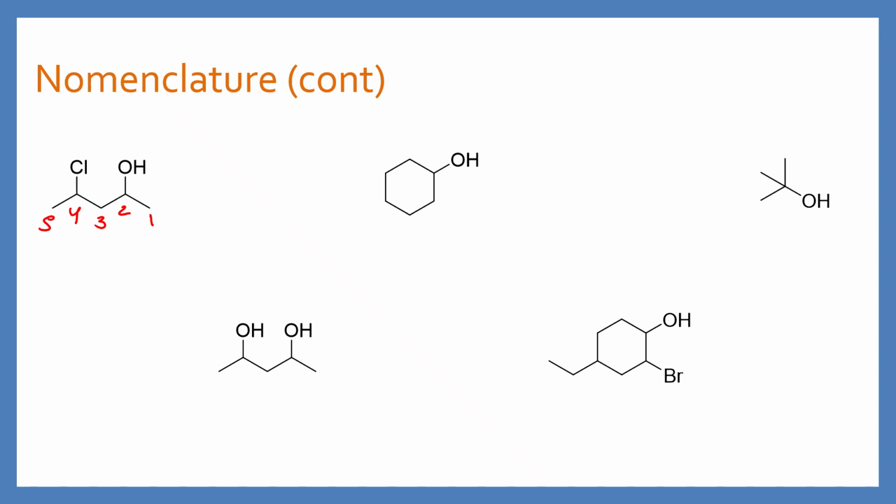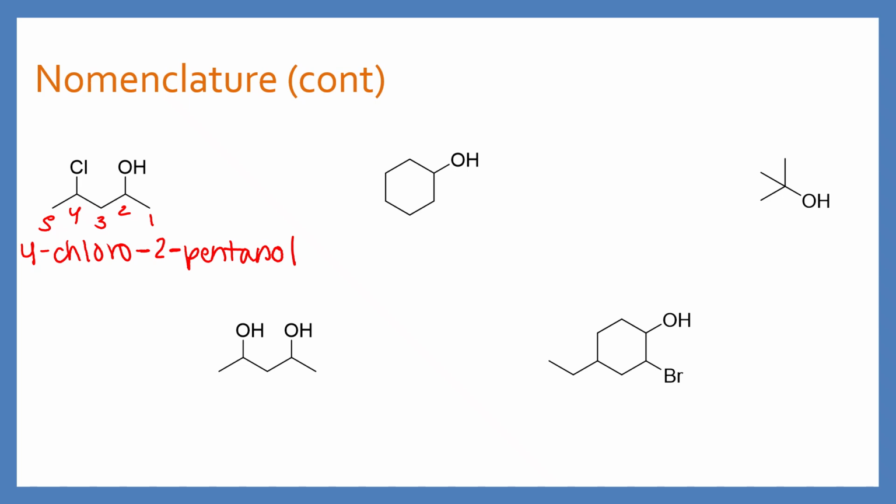So we have 5 carbons. We have a decoration on the 4th carbon. It's the only decoration, so I'm going to go ahead and write that out. And I have 5 carbons and an alcohol on carbon number 2, so I'm going to go ahead and put 2. My prefix is pent. My infix is an, because that's all carbon-carbon single bonds, and then my suffix is ol. I could also call this 4-chloropentan-2-ol.